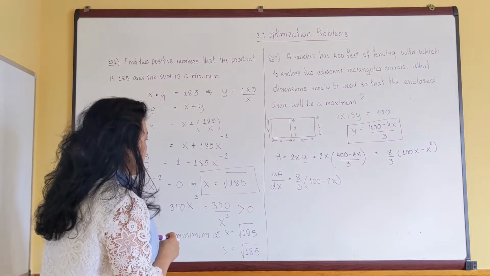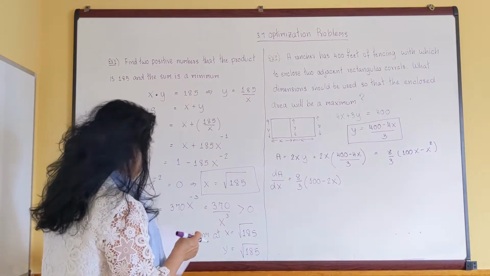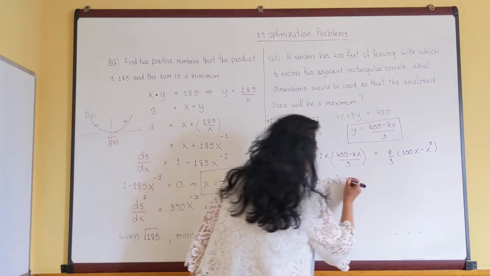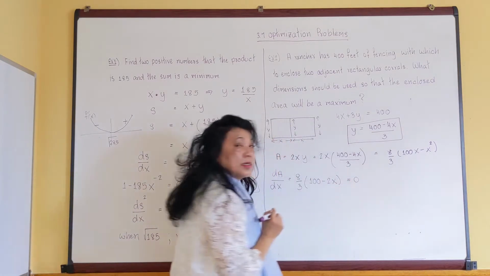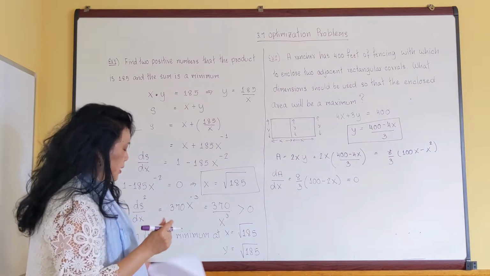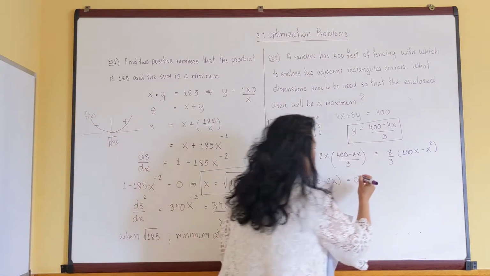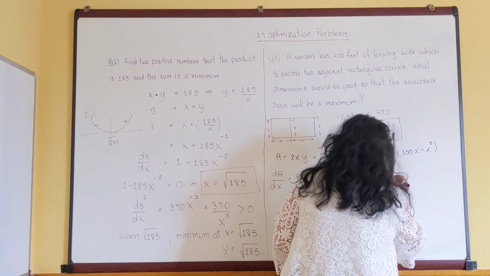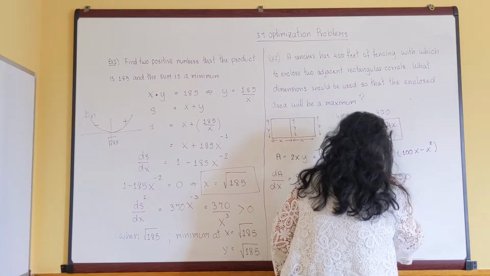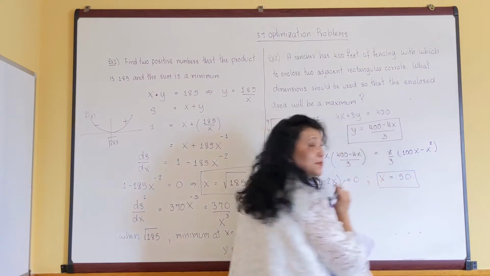Next step, I need to get the critical number. So I will set this equal to 0 and then solve for x. If I solve for x, skipping steps here, my x is going to be 50. This is my critical number.